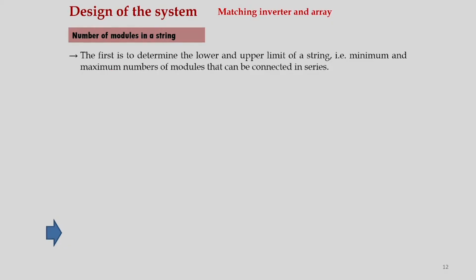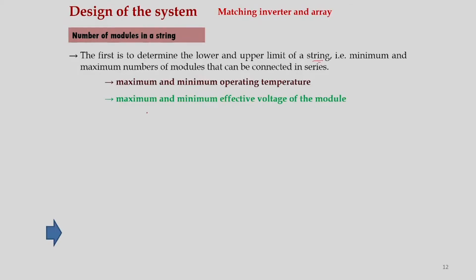The first is to determine the lower and upper limit of a string, that is the minimum and maximum number of modules that can be connected in series, that we need to find out. So, in order to find this out, we must calculate the maximum and minimum operating temperature. How will we get the minimum and maximum operating temperature? By observing the particular place's temperature fluctuation.